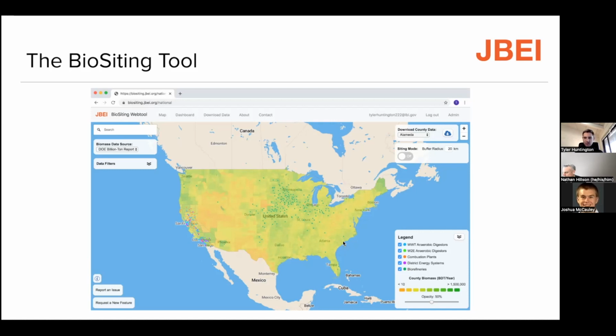And then we also map out different facilities that exist for processing those different resources. So things like wastewater treatment facilities, waste to energy anaerobic digesters, different types of combustion plants for taking woody biomass or lignocellulosic biomass and converting that into biofuels and bioproducts. That's all mapped out as well.